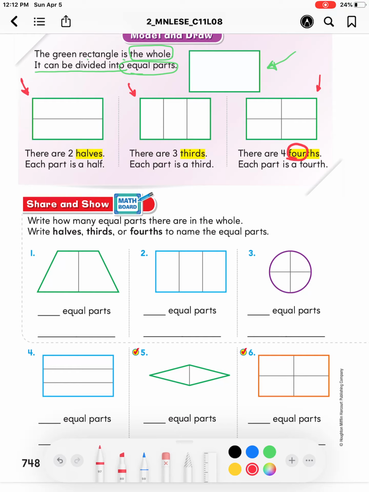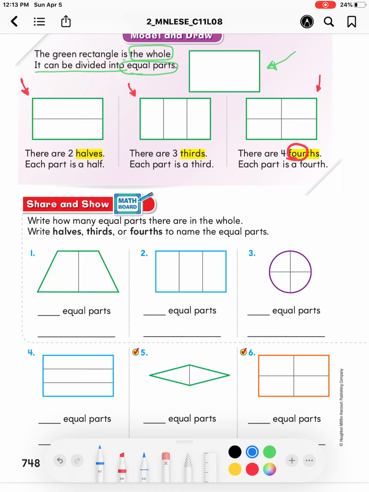Let's revise it together before answering our question. Now, when there are two equal parts, the whole is divided into halves. When there are three equal parts, the whole is divided into thirds. And when there are four equal parts, the whole is divided into fourths. Okay? So that's how we decide if the equal parts are halves, thirds, or fourths. So now we will count the number of equal parts. Then after this, we will write the name of the equal part. So let's start with the first question here.